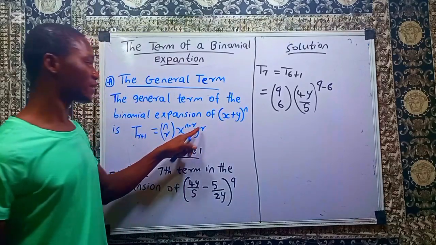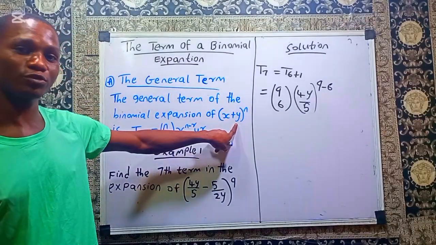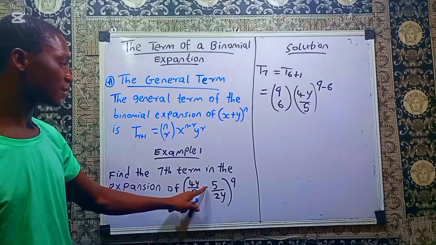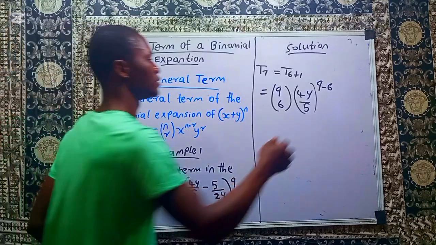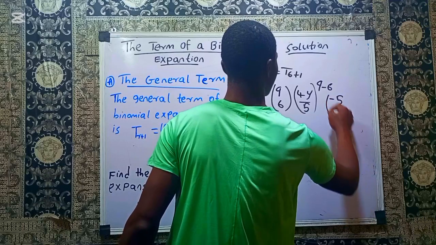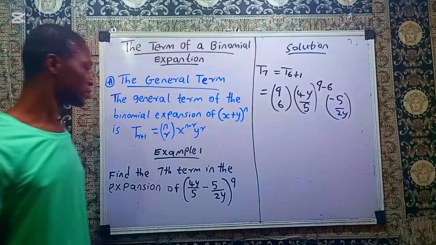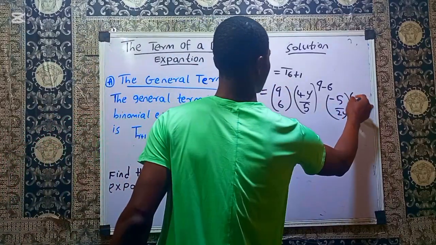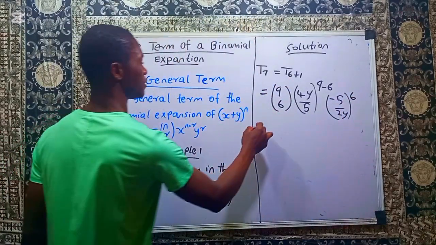Then next is y raised to power r. y is the second thing you have inside the bracket. What is the second thing? The second thing we have here is this. That's minus 5 over 2y. So y is minus 5 over 2y. Then we are going to raise this to power what? Raise to power r. What is our r? 6. So next you simplify.